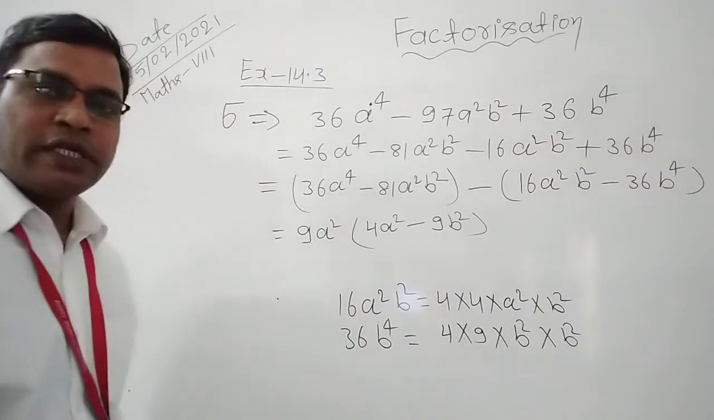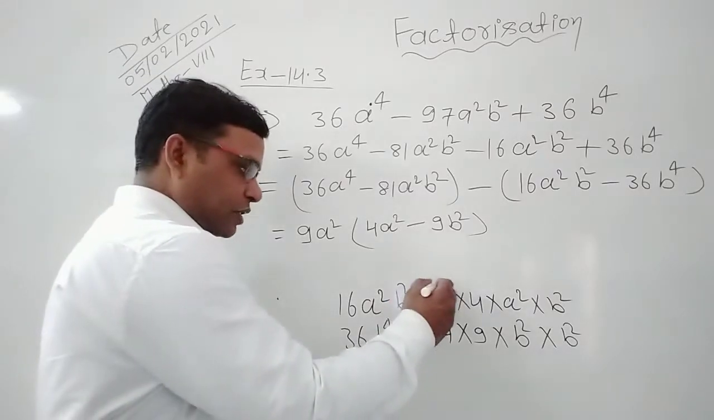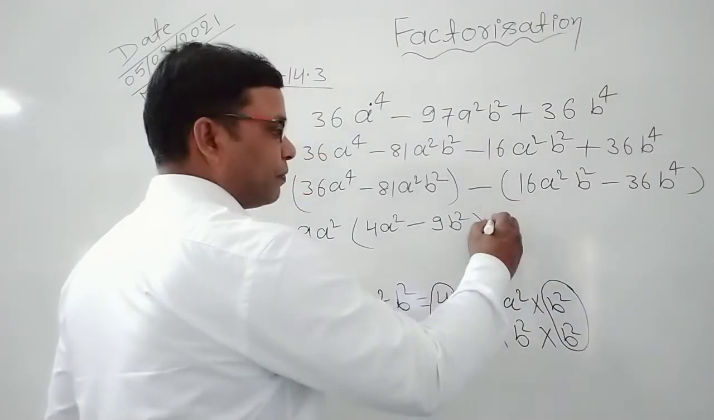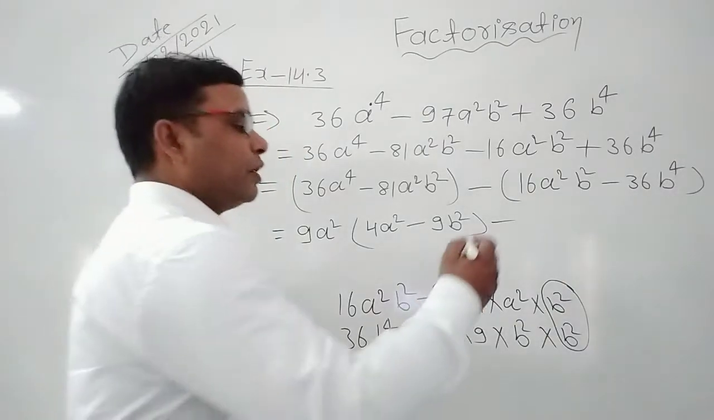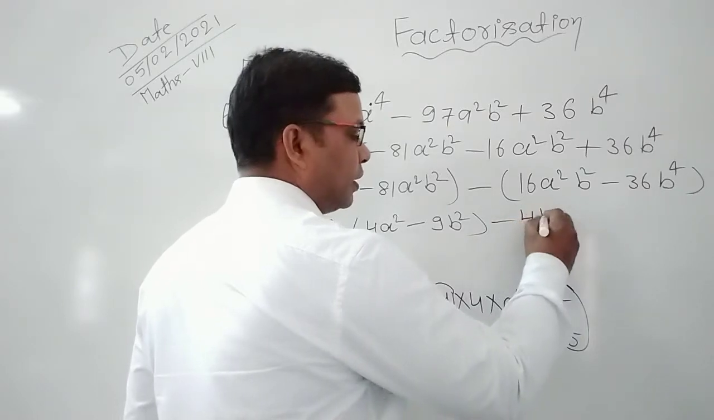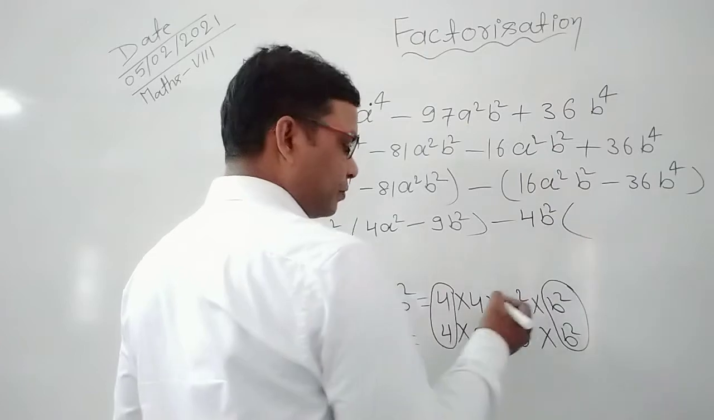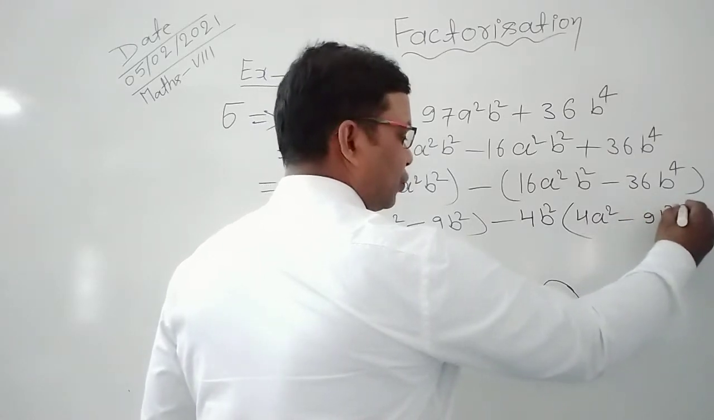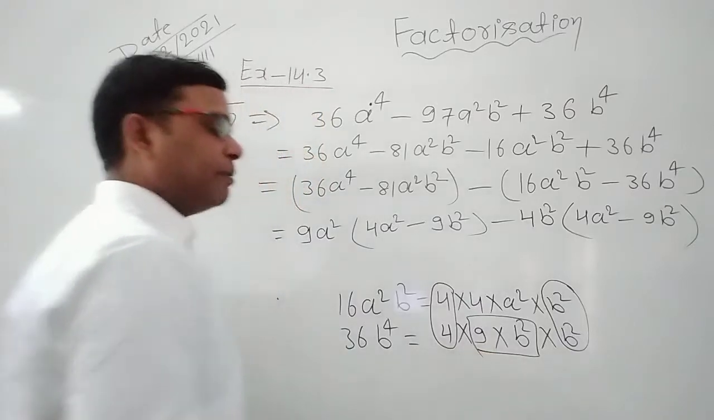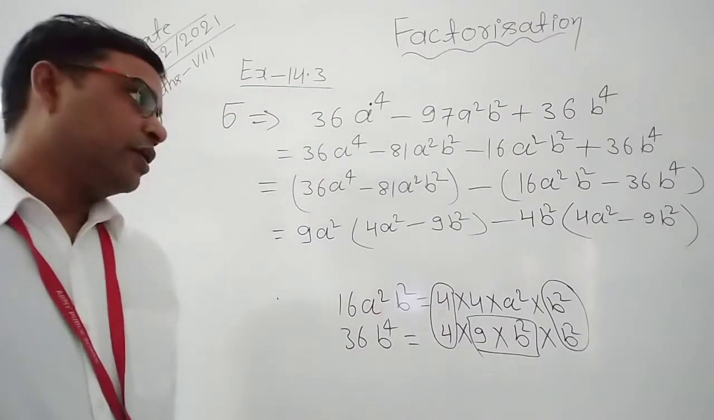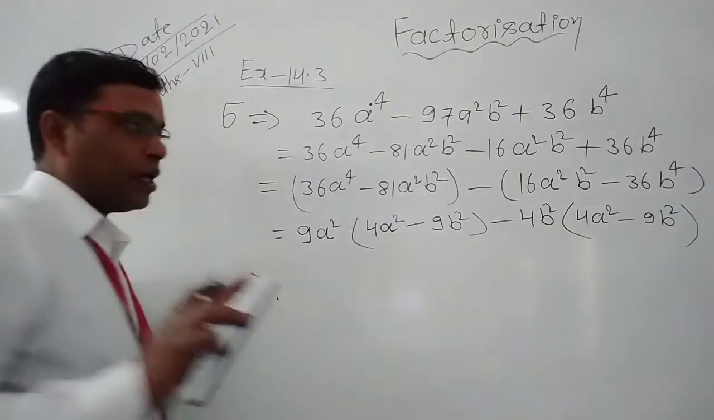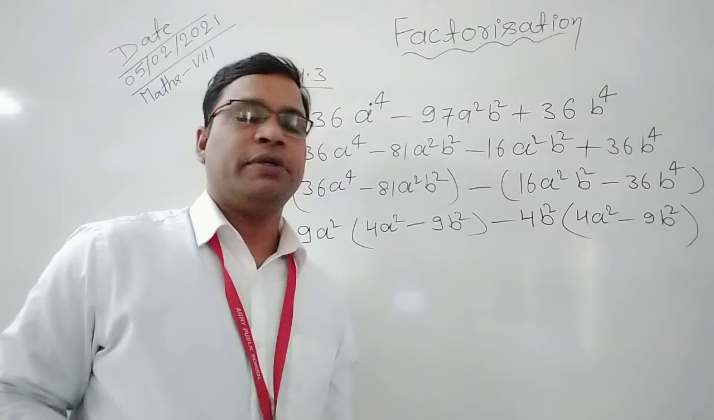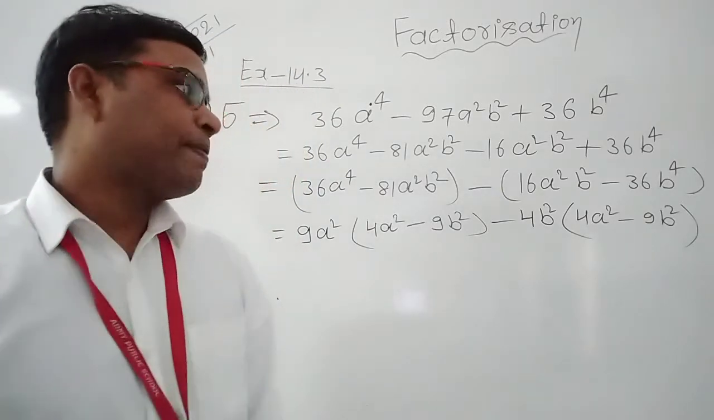This is clear. So you can see what is common between them. Obviously 4 is common, and b², so 4b² is common between them. So here we take 4b² as common. In the bracket we have 4a² minus 9b², because 9b² is left after taking common 4b². This is clear? Also you can see that in both brackets we have 4a² minus 9b². So we can take common 4a² minus 9b².